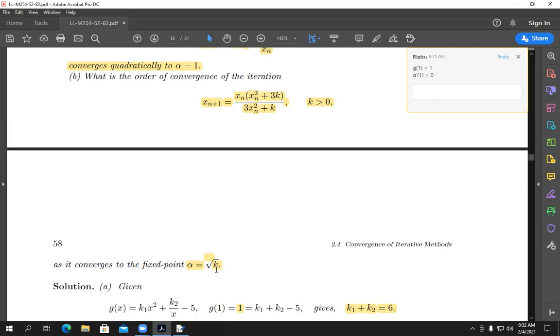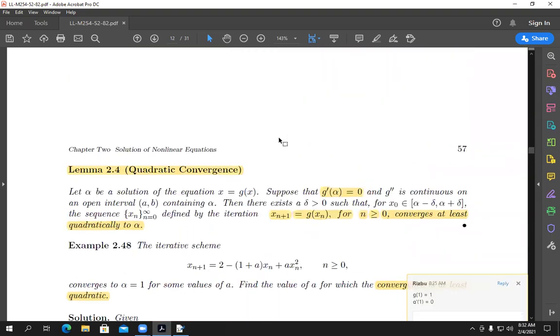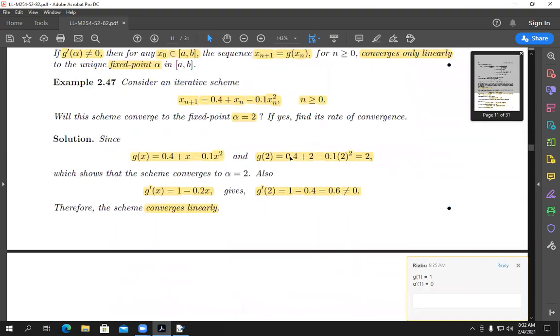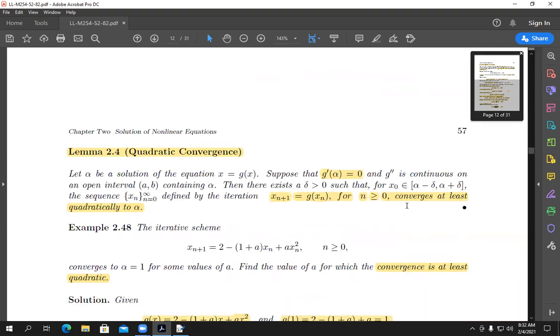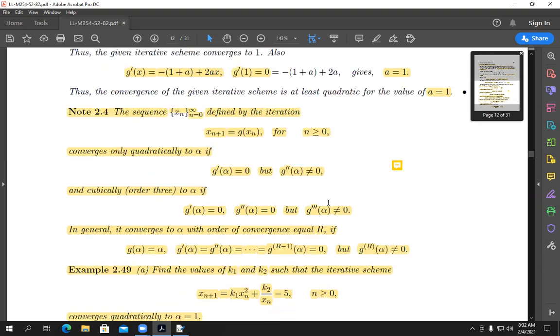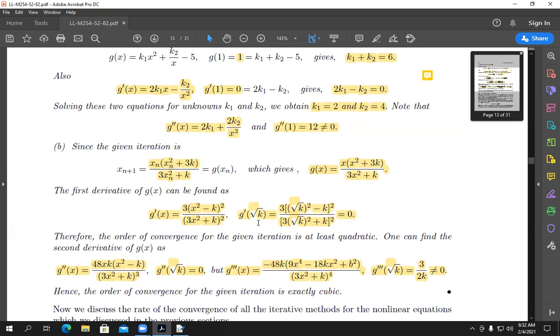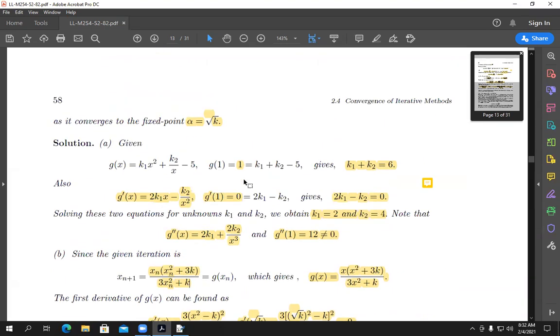So what does at least quadratic mean? What do you have to show, please? We have to show that the second derivative is 0. No, at least quadratic means g dash alpha equal to 0. Yes, that's what I mentioned here. At least quadratic means this one, g dash alpha equal to 0. It means for this case, you need to find only this step and you stop here. You understand me? Yes, clear.